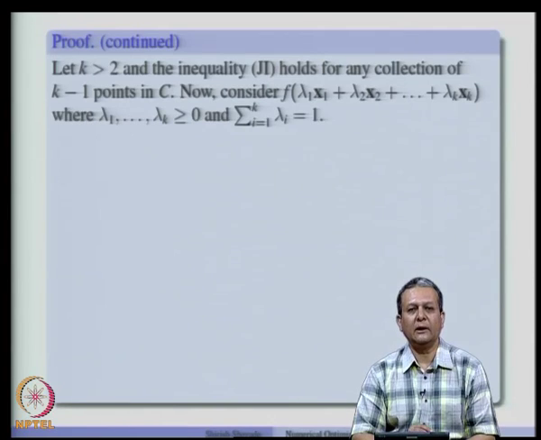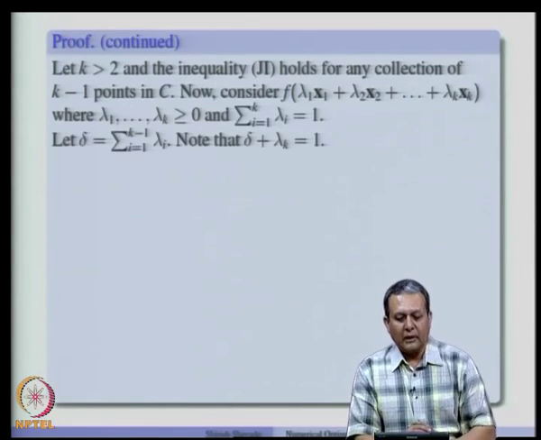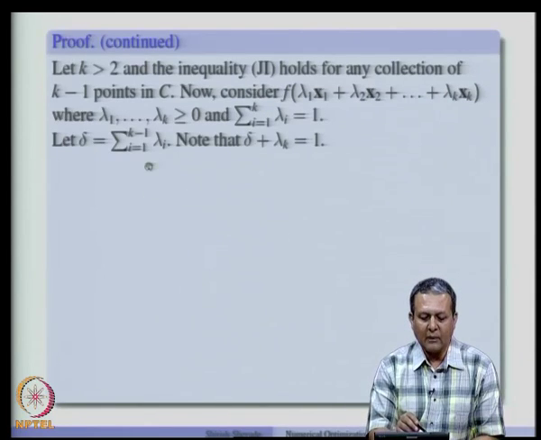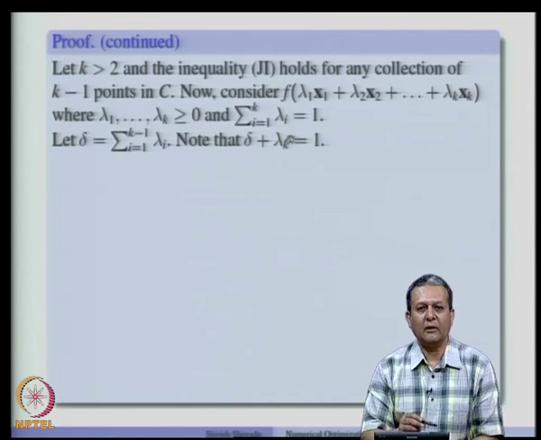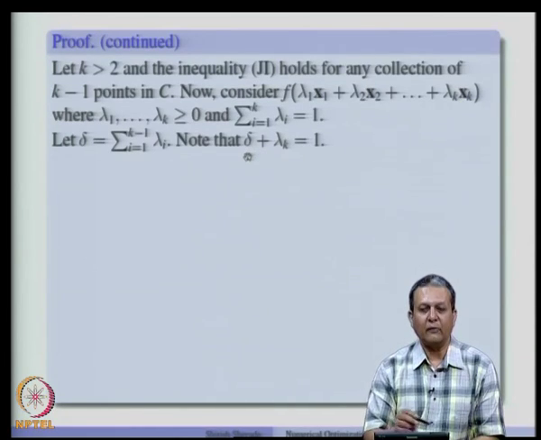Now, we know that the inequality holds for 2 as well as k minus 1 points. So, let us make use of those facts. Let us try to separate the first k minus 1 points from the kth point. Let us take the lambdas related to the first k minus 1 points and sum them up, and call it delta. When delta is added to lambda k, we get 1. So, we have the combination of the first k minus 1 points as 1 point and the kth point as another point, and we have a convex combination of these two.